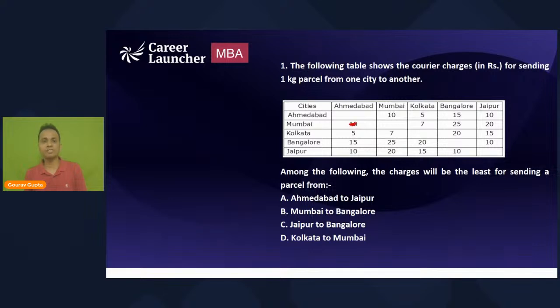So instead of this 10, they may give you 12 as well. Right? So in the examination this can happen. So please do not assume that if the charges from Ahmedabad to Mumbai are 10 rupees, then the charges from Mumbai to Ahmedabad should also be 10 rupees. It can be a different value. It may be a different value in the actual examination.